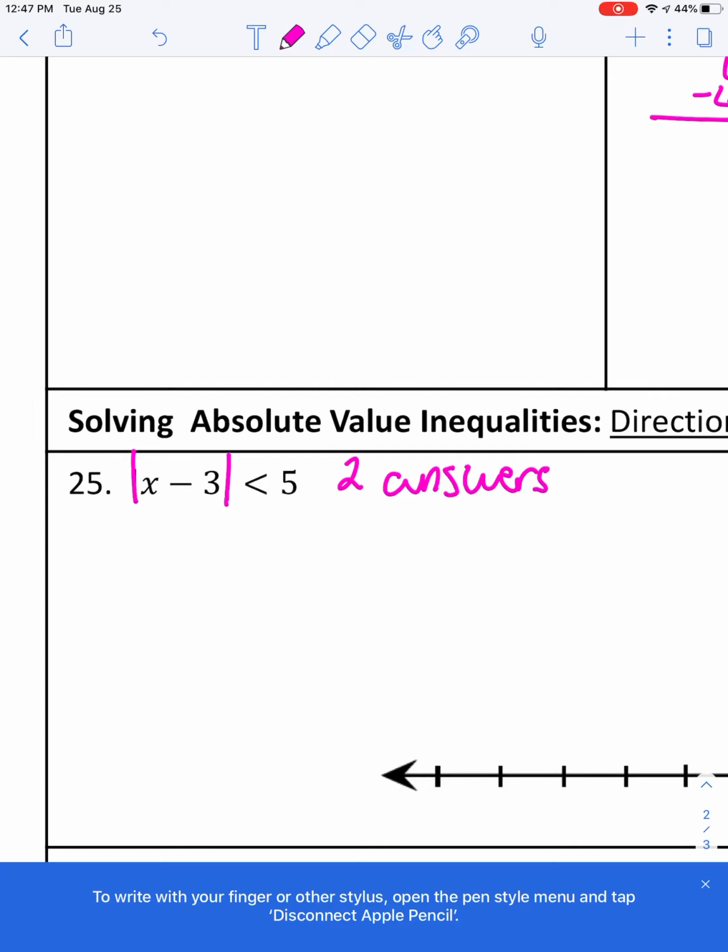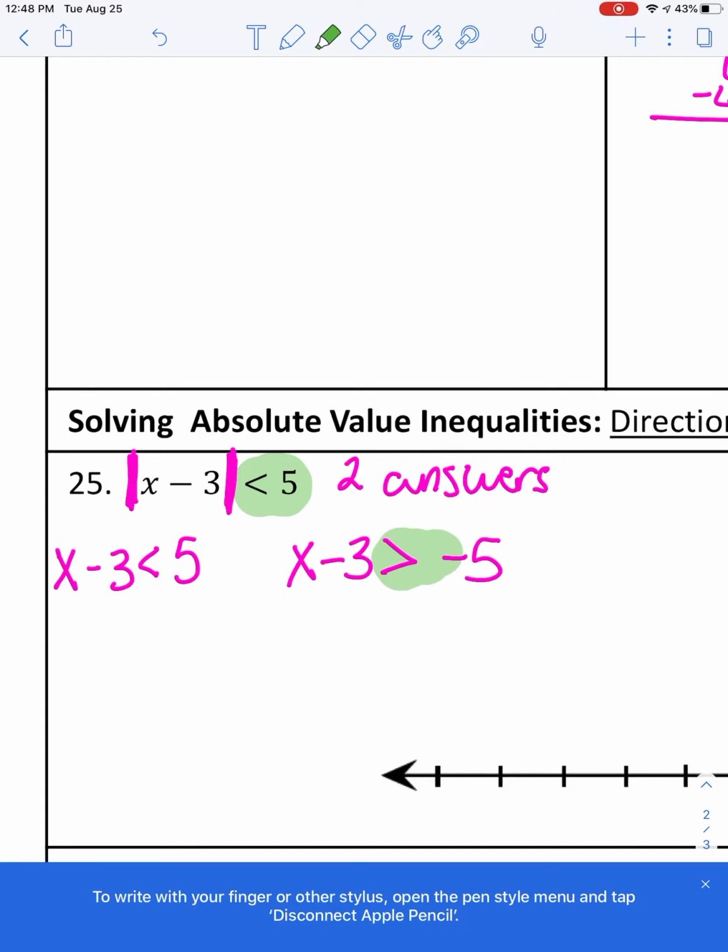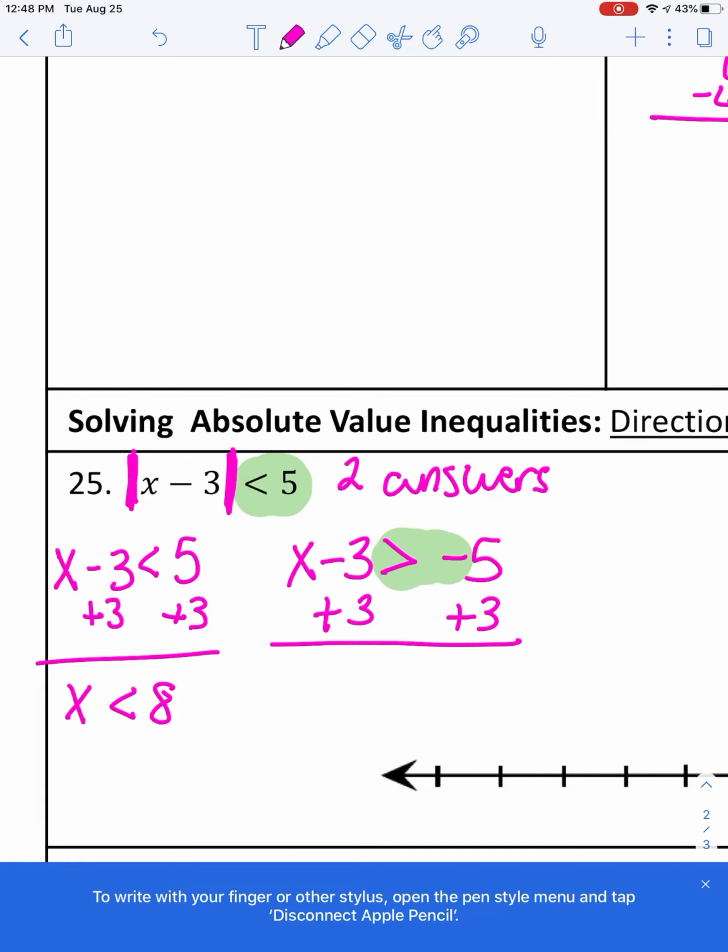So here's how you do it. Once your absolute value bars have nothing on the outside of them, you make two equations. You keep x minus 3 is less than 5, and then you do x minus 3 is greater than negative 5. Notice how, for the second one, these two items switch. Okay? And then you solve. Add 3, x is less than 8, add 3, x is greater than negative 2.